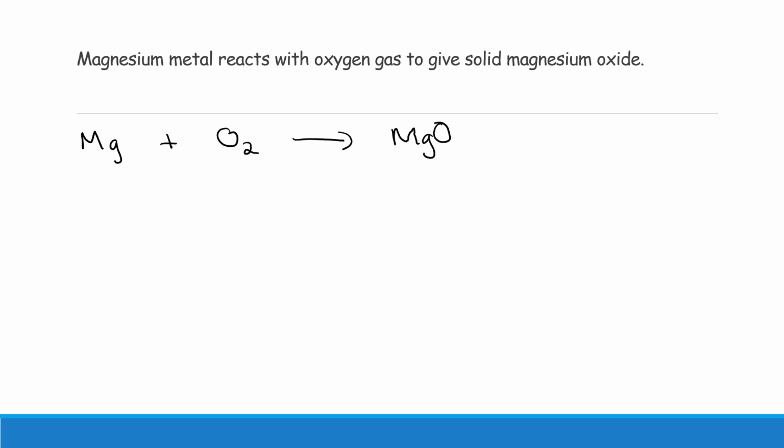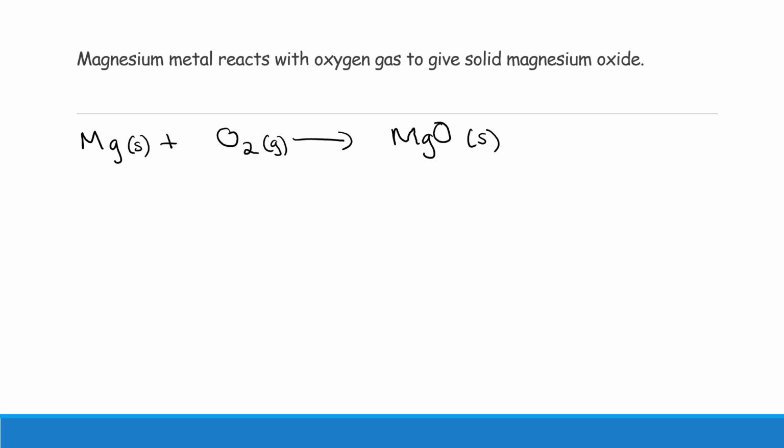Now, I had to work out magnesium oxide by using valencies. So, what do I know? I know magnesium metal is a solid, so I put in solid. Oxygen gas is a gas, and magnesium oxide is a solid. So I've put my state symbols in. So I've done step 2.